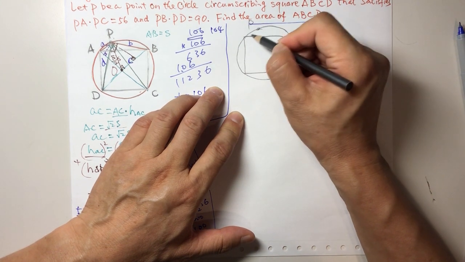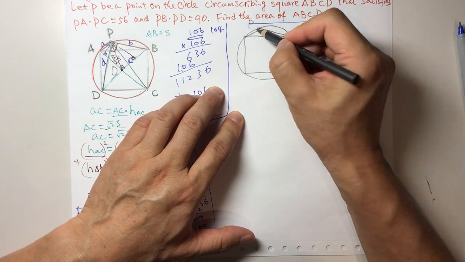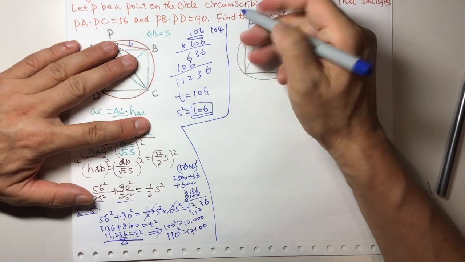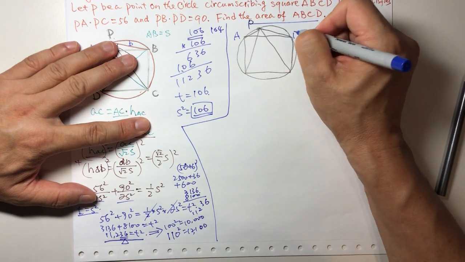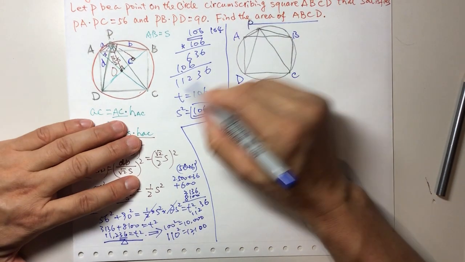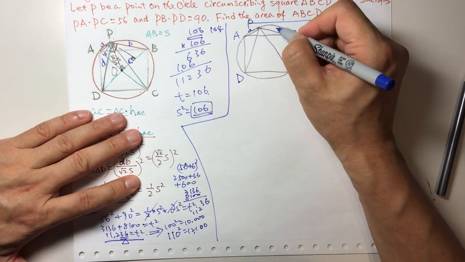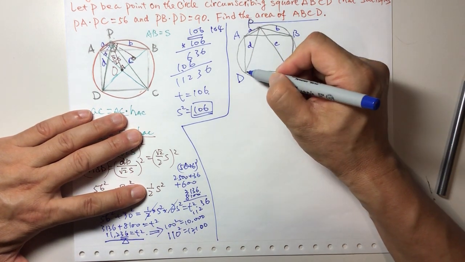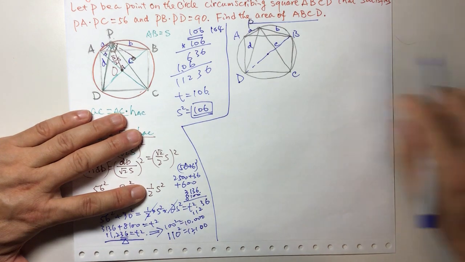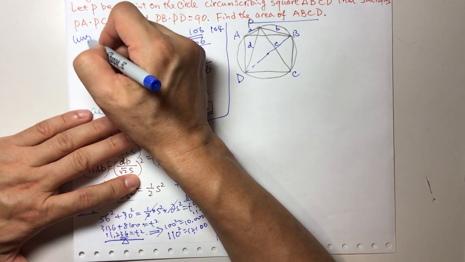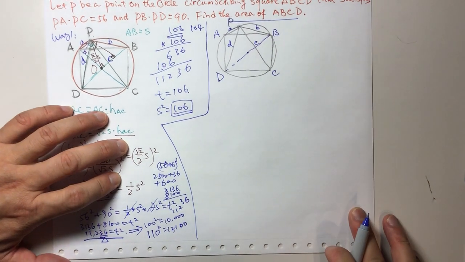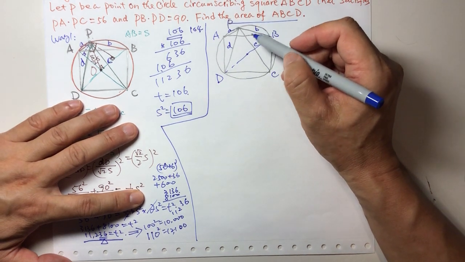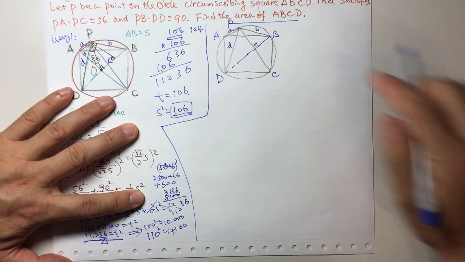So here is P, PA, PB, PC, PD. Here is A, here is P, B, C, D, A, B, C, D, and here is A, B, C, D. So we can draw this one as the same, that's the first V1, as V1, right?